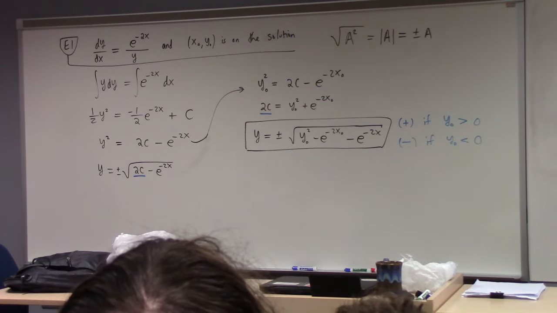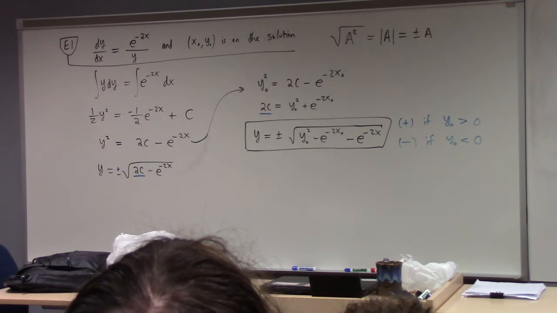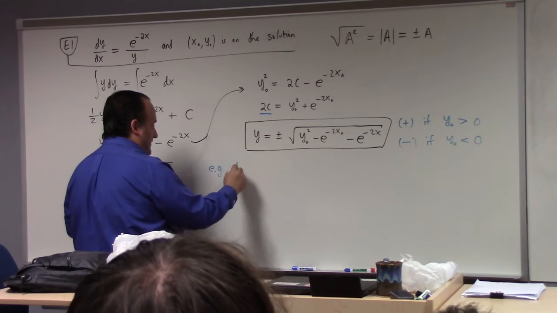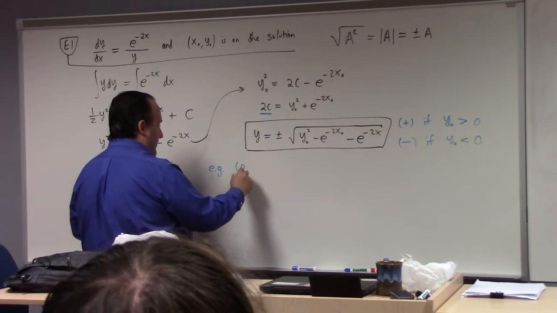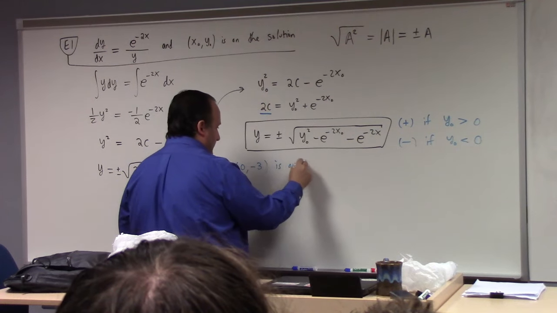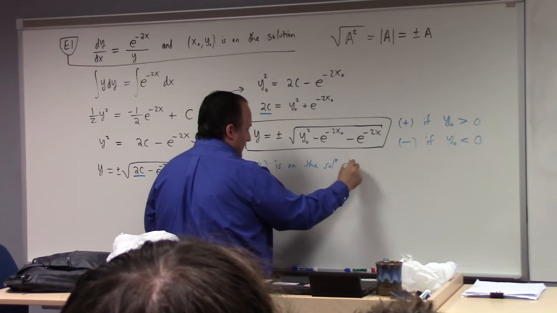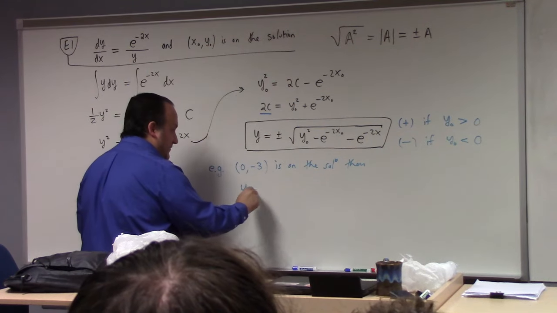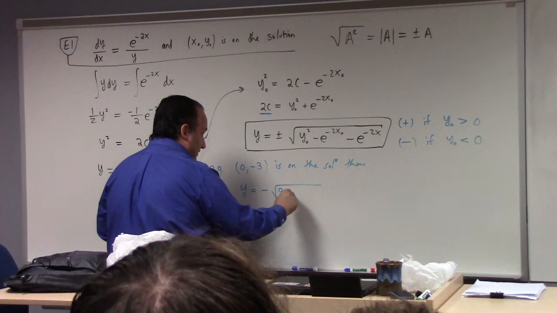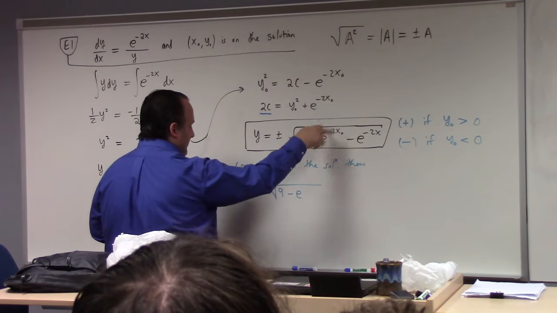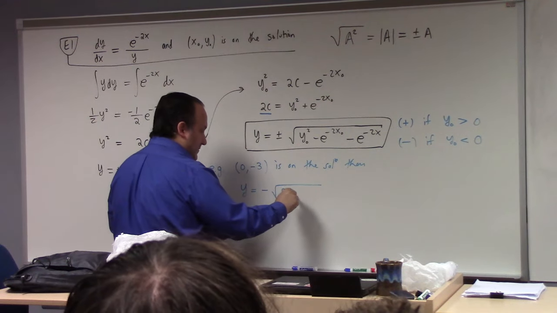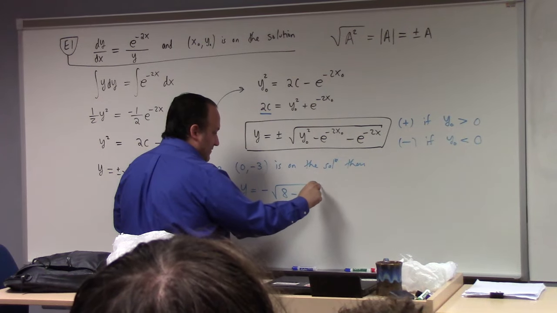Now, of course, I can easily test if you understand this by, instead of giving you an arbitrary point, making the point something specific. For example, if I say (0, minus 3) is on the solution, then we'd write y is equal to minus the square root of 9 minus e to the 0, which is 1, and 9 minus 1 is 8. So 8 minus e to the minus 2x, for instance.